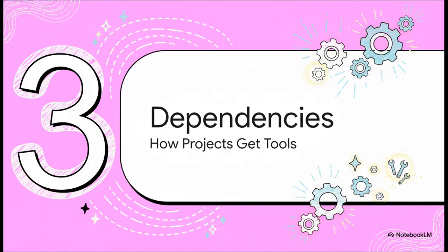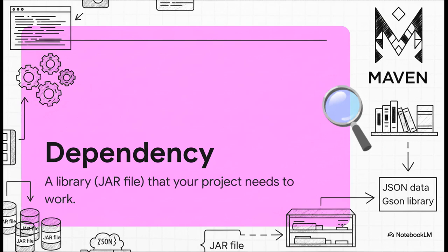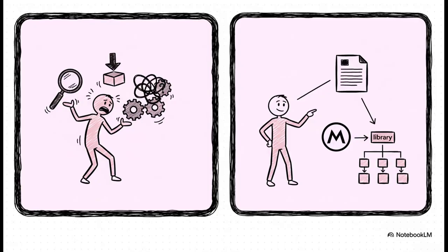Okay, let's get into what I think is the most magical part of Maven, dependencies. This is really the secret sauce for how your project gets all the tools it needs to run. And it's where Maven is just so cool. So, what's a dependency? It's actually super simple. It's just any external library, a jar file, that your code depends on to work. For instance, if you want to parse JSON data, your project might have a dependency on a library like Gson. And just look at the difference here.